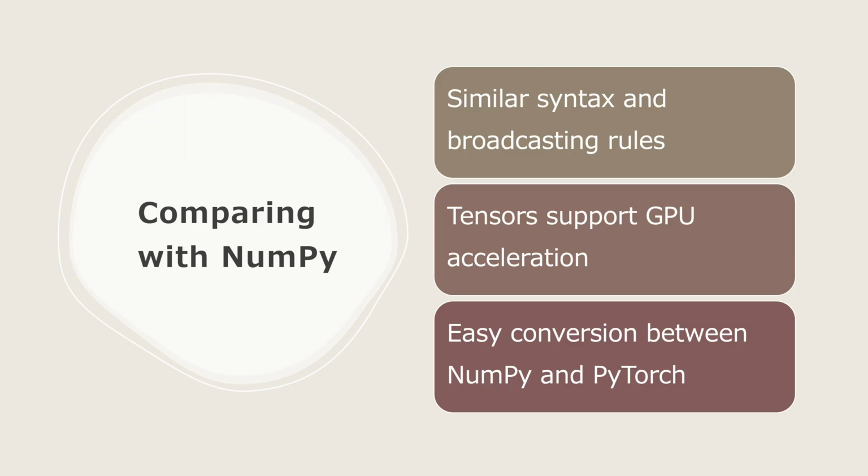For example, a NumPy array can be wrapped as a PyTorch tensor using torch.from_numpy, and a tensor can be converted back using .numpy(). So if you already know NumPy, you'll feel right at home with PyTorch, but you'll gain the power of GPU computing and automatic gradient tracking.